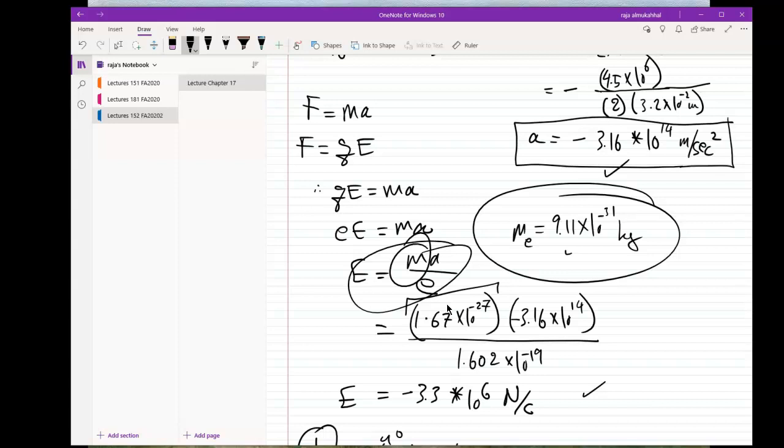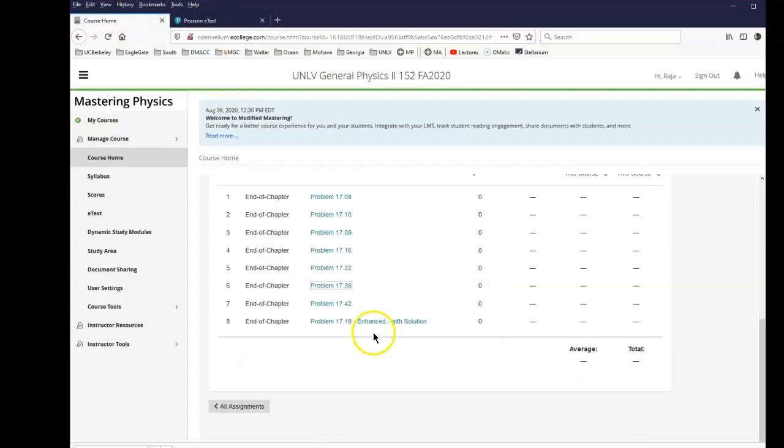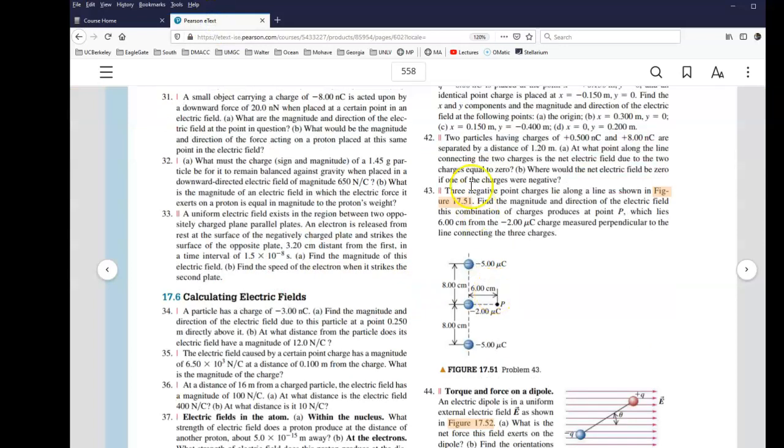I hope this problem is understandable for you. The next one I want to do is number 42, I think. Is it 42? Yes, 42. And here it is right here.